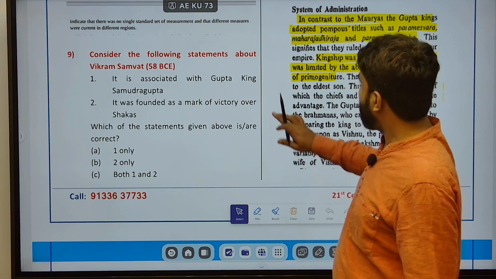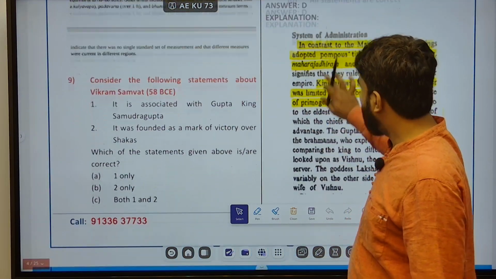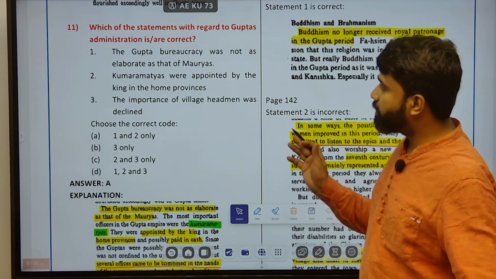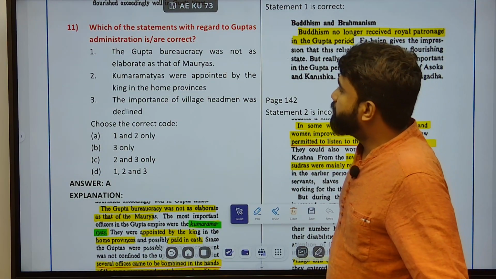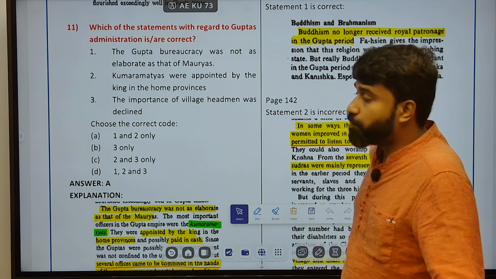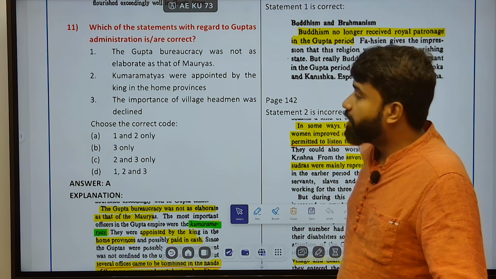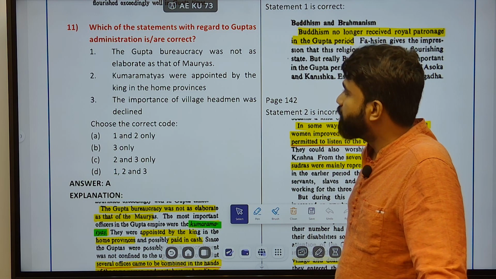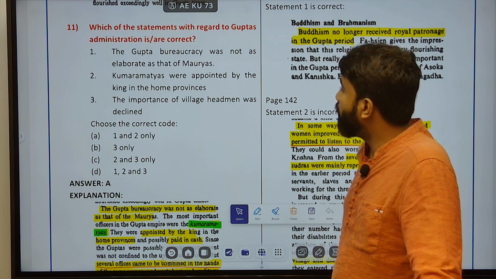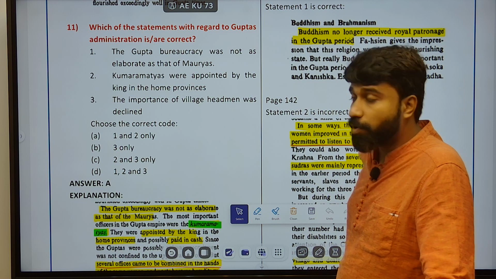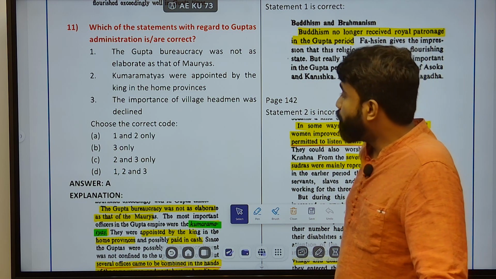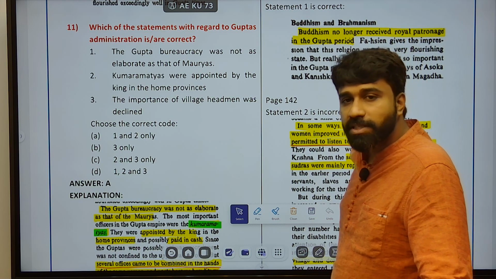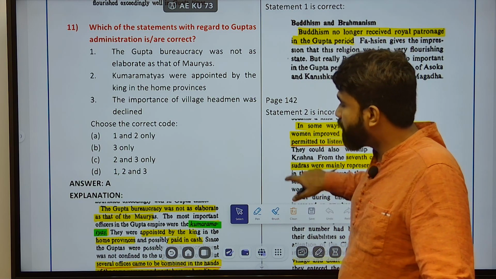Consider the following slide. Yes, the 9th question was already discussed and I have explained all the statements there, and the 10th one is also fine. Coming to the 11th question, administration with regard to the Guptas, how it was. Gupta bureaucracy was not as elaborate as that of the Mauryas, that is true. Kumaramatyas were appointed by the king in the home provinces, that is true. The importance of the village headman declined, not true. The importance of the village headman increased during Gupta times.